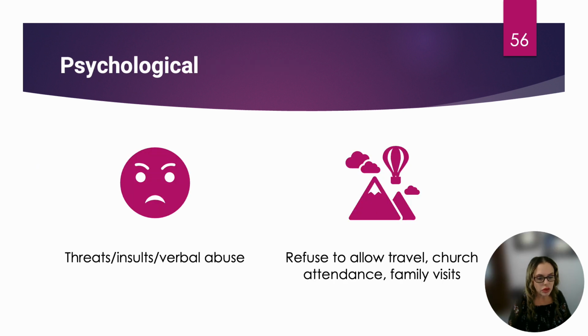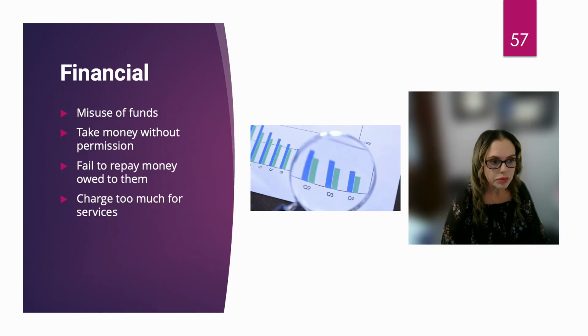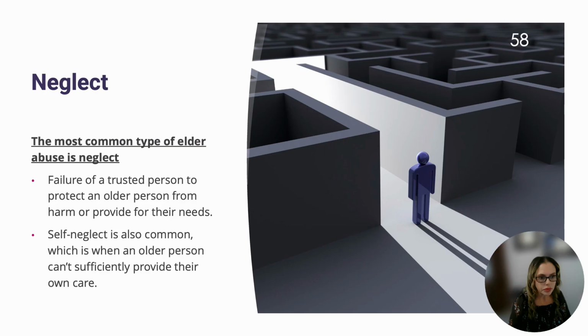Psychological abuse: there may be threats or insults or verbal abuse, refusal to allow travel or church attendance, like we saw in the video that the caregiver wasn't allowing family visits. Financial misuse of funds: we saw in the video how the person literally takes the money out of the debit machine and just puts it in her pocket. The mother's not aware, so that's something that can happen. We also see where the caregiver asks that, again, the patient be deemed incapacitated or there's a change in will.